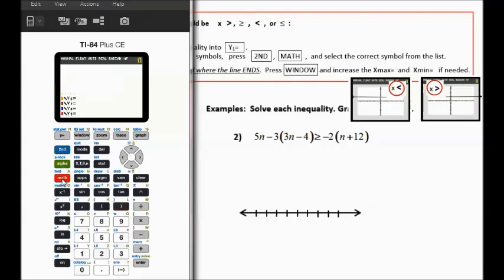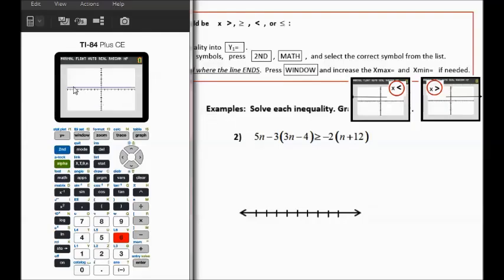Remember to press second math. That's where the math symbols are. Pick the one that matches the problem that you have. In this case, it's the fourth option down, and then you type the rest of the problem. Once you have the entire inequality, you're going to press graph.